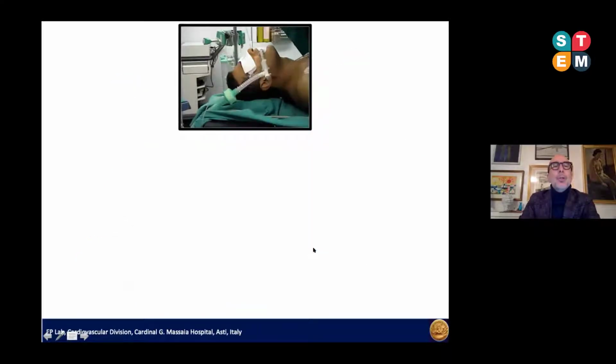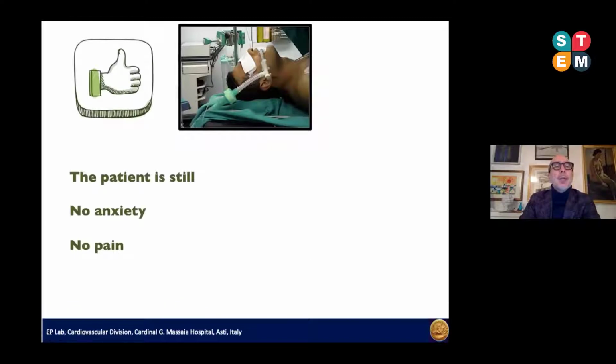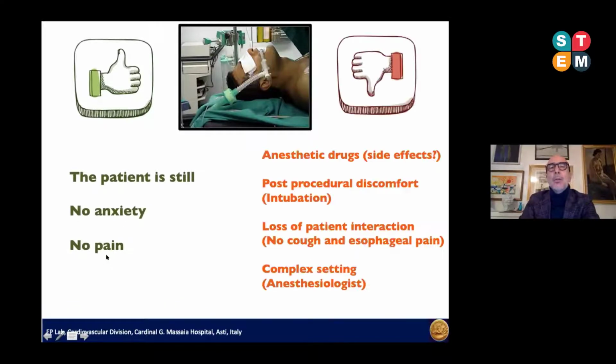And of course, narcosis has the advantage that the patient is still, you have no anxiety, no pain, but on the other hand, you have to use anesthetic drugs with some side effects. You may have some post-procedural discomfort. You may lose the patient interaction without any cough or other esophageal pain that may alert you, and above all, you need a complex setting. I mean, the anesthesiologist and the ventilatory machine.